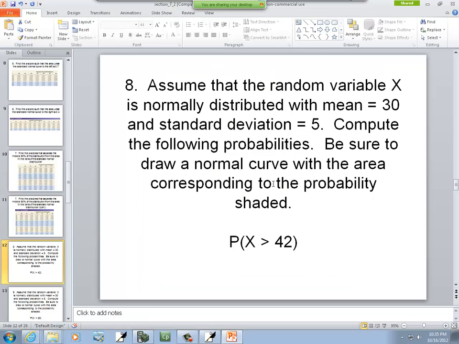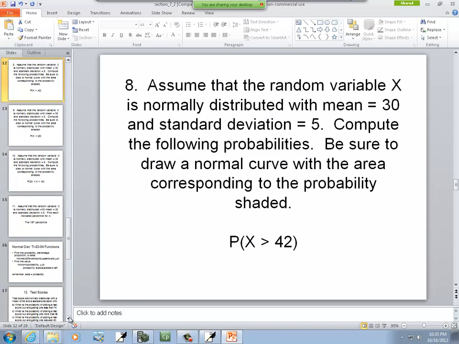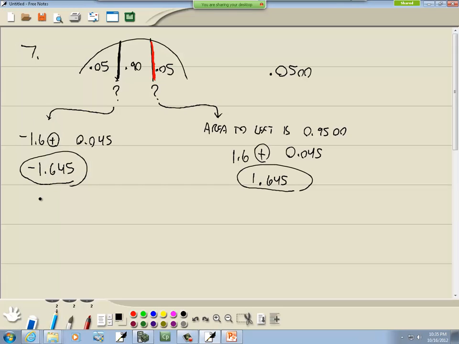Okay, let's look at this one, number 8. And these revolve around switching over to our standardized z-score so we can look it up in the table. Then we'll look at how to do it on the calculator.